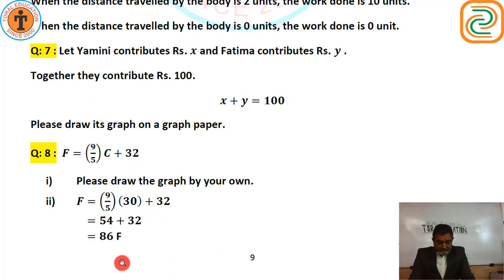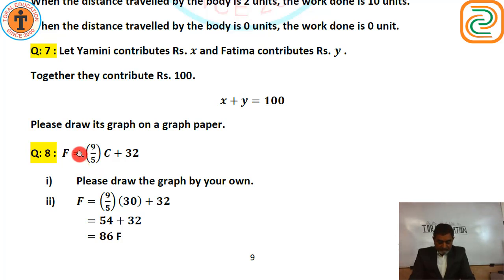In countries like USA and Canada, temperature is measured in Fahrenheit, whereas in countries like India, it is measured in Celsius. Here is a linear equation that converts Fahrenheit to Celsius. You should also remember this equation. This is a linear equation in two variables, F and C are variables. This is conversion of Fahrenheit into Celsius and Celsius into Fahrenheit.